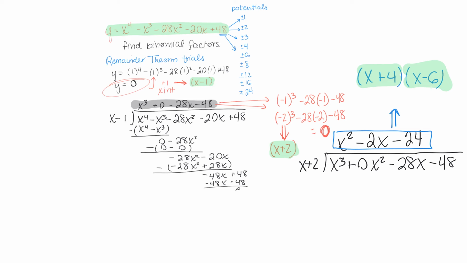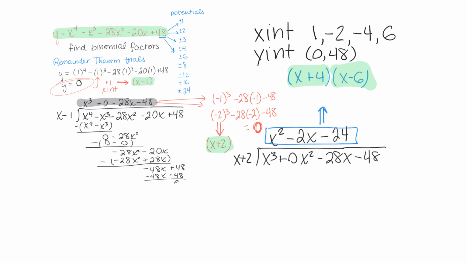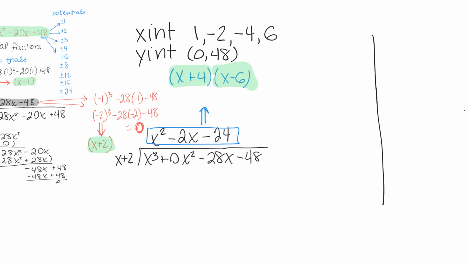Now as your final step in this, you can take those and determine your x-intercepts. So we know that we've got x-intercepts at 1, negative 2, negative 4, and 6. And we know that we have a y-intercept at 48, because that was our constant. So now this can all be graphed. You can take your graph and we're going to draw what's called a rough graph. And all we're going to do is label our 48 on our y-intercept. We're going to label all of our x-intercepts and plot our points.